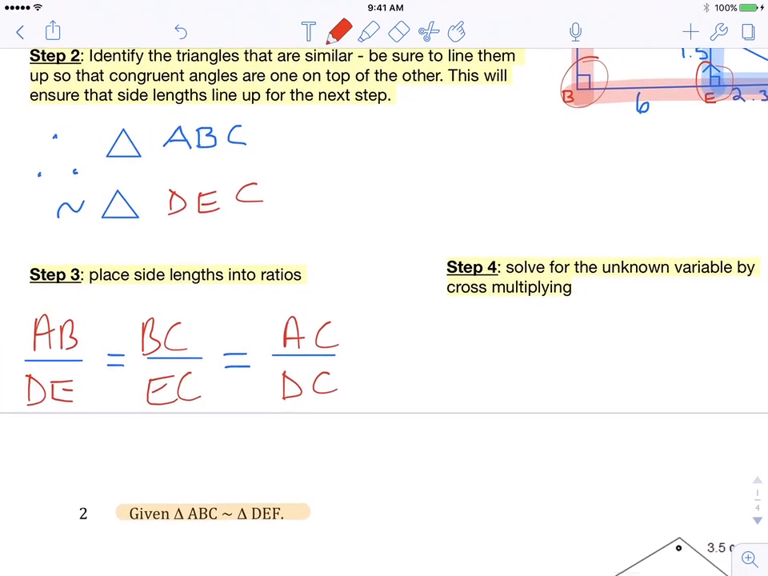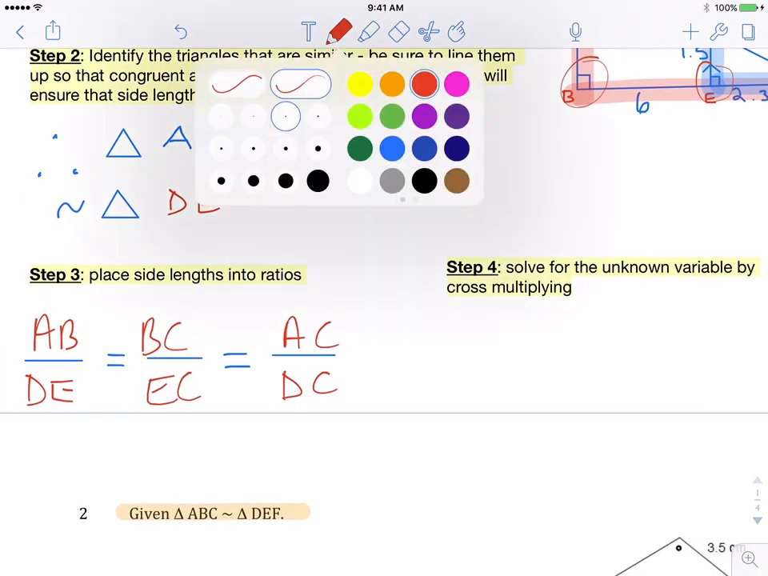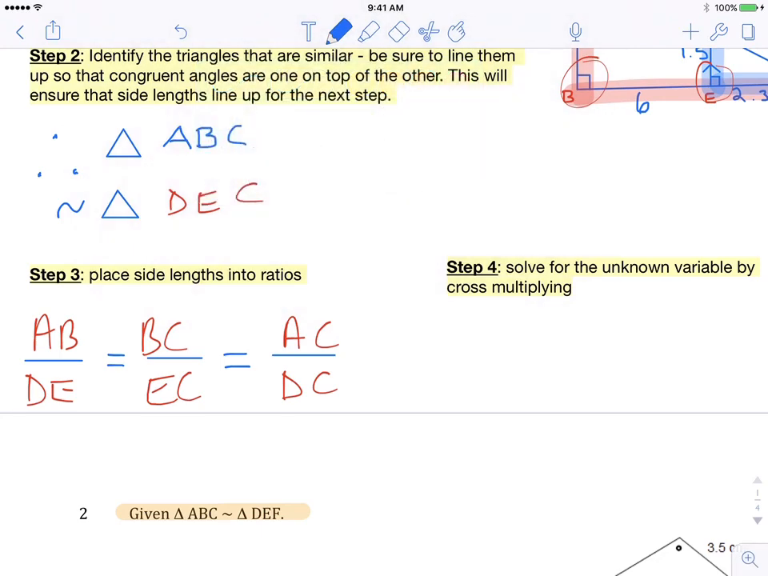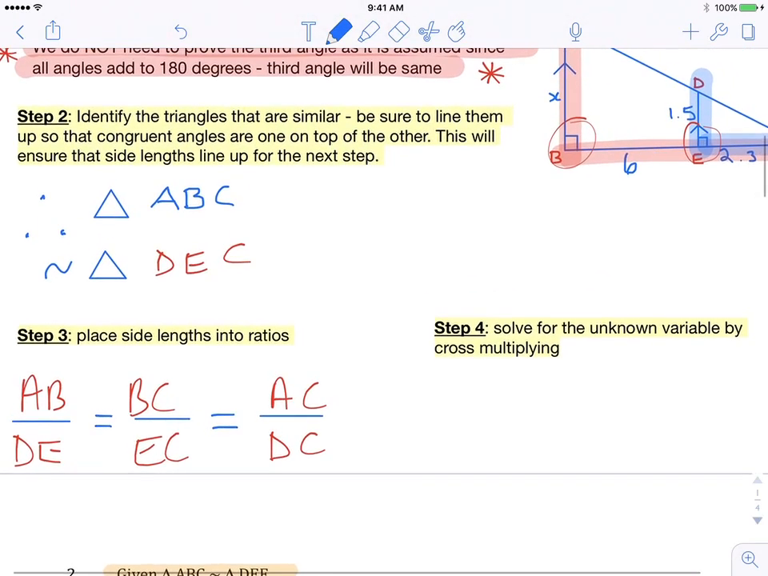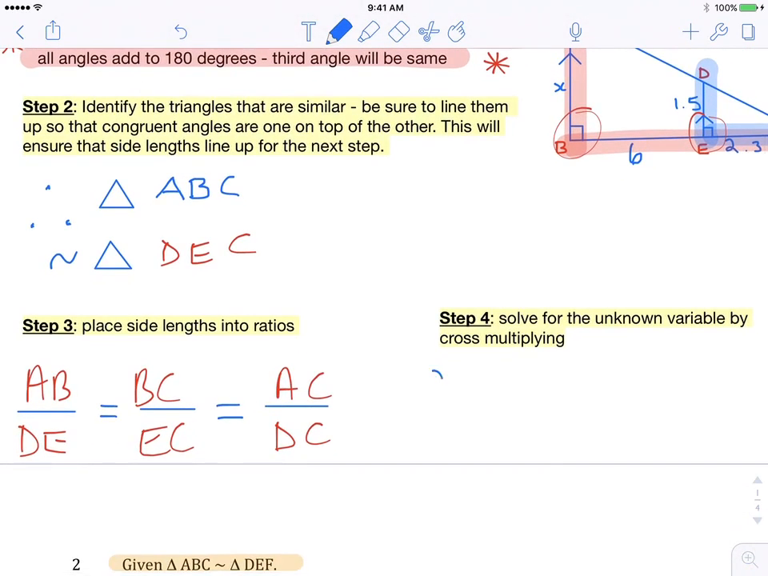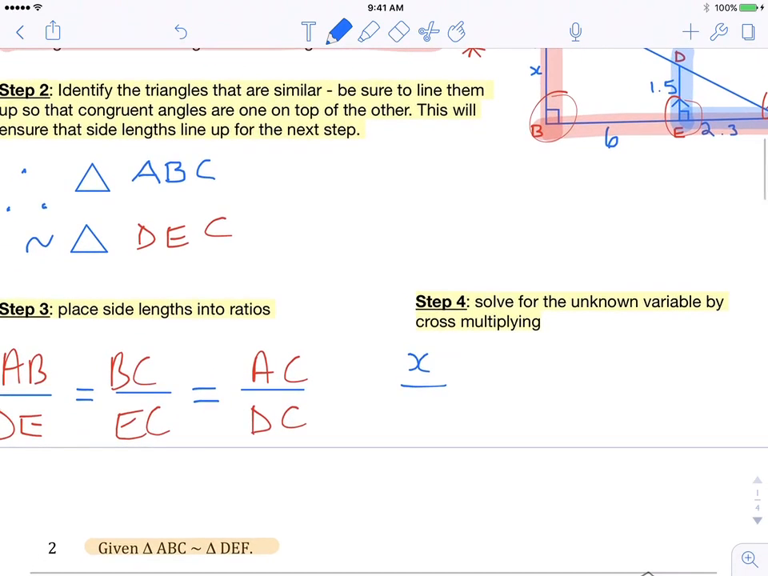All right, step 4, solve for the unknown variable by cross multiplying. First, we're going to input into ratios what we know. Line AB is the unknown, so we can label that X, and DE we know is 1.5 meters. I don't write meters here; we'll do that in the answer. That is equal to, and what is BC?